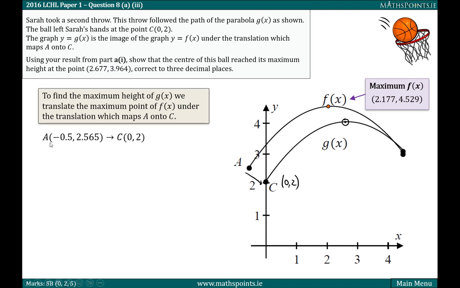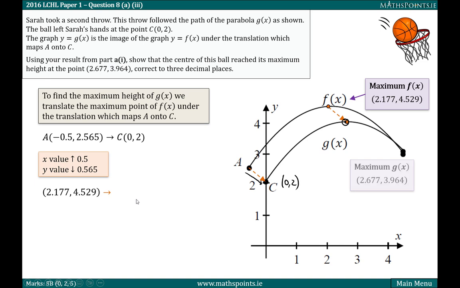Hopefully that makes sense. So A is the point (-0.5, 2.565). How was that mapped to (0, 2)? Well, the x coordinate went up 0.5 and the y coordinate went down 0.565. So if we make those two changes to the maximum point of f of x, we should get to the maximum point of g of x. So we're going to take 2.177 and add 0.5 to it. That gives us 2.677. And then we're going to take 4.529 and subtract 0.565 from it. And that gives us 3.964.